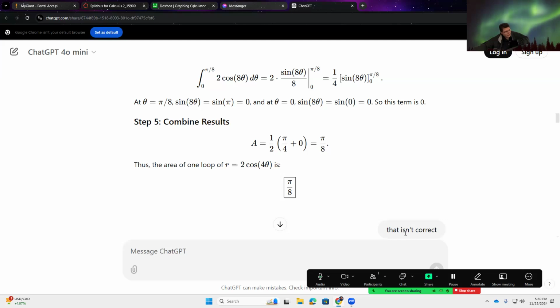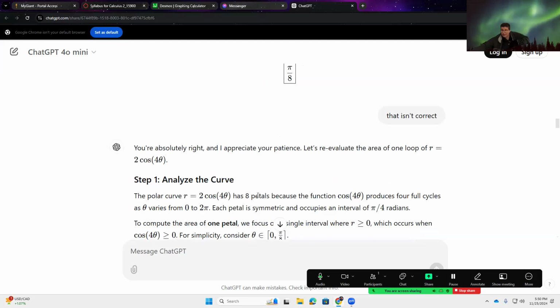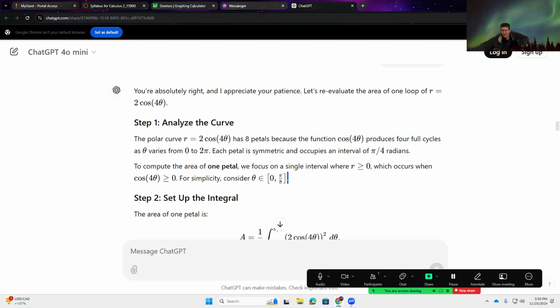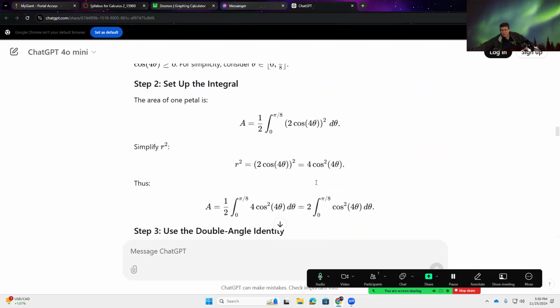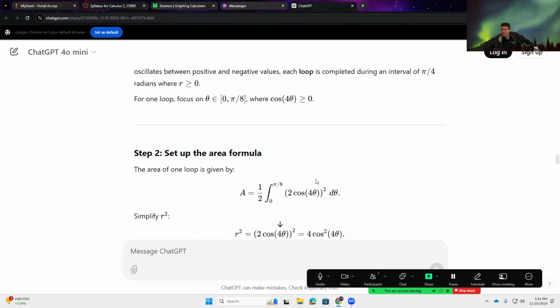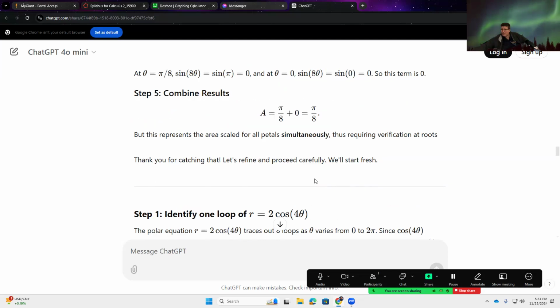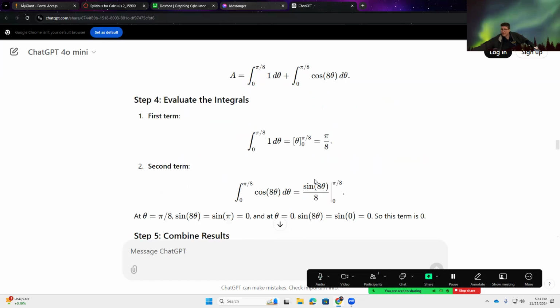I tell it that isn't correct. You're absolutely right. I appreciate your patience. Let's try this again. Look what angle I got again. The exact same thing. I don't know how many times I would have had to say, no, that's not it. I ended up just going, no, let's try. Wait. It doesn't show it.